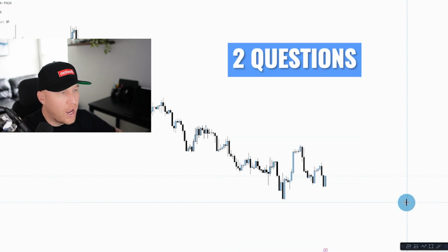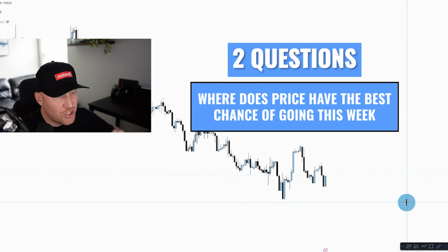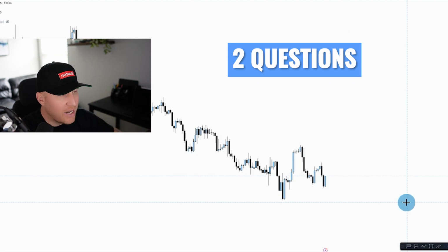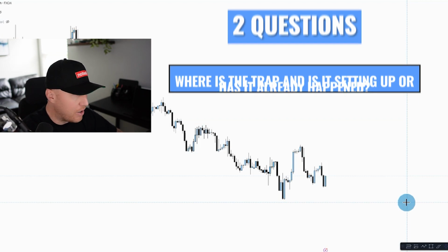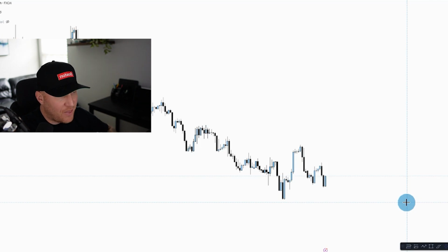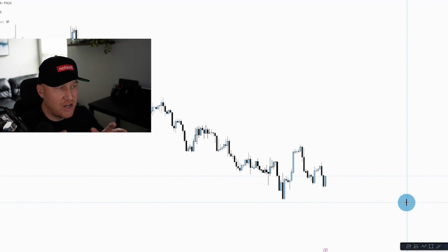The first one, where does price have the best chance of going for this week? Meaning I'm looking at highs and lows, typically previous week high and low, and I'm trying to determine which one has the best chance for price to go. The next question I'm trying to answer is, where is the trap and is it setting up or has it already happened and price is ready to go? So I'm going to show you two main things that I do here when I approach a new week.